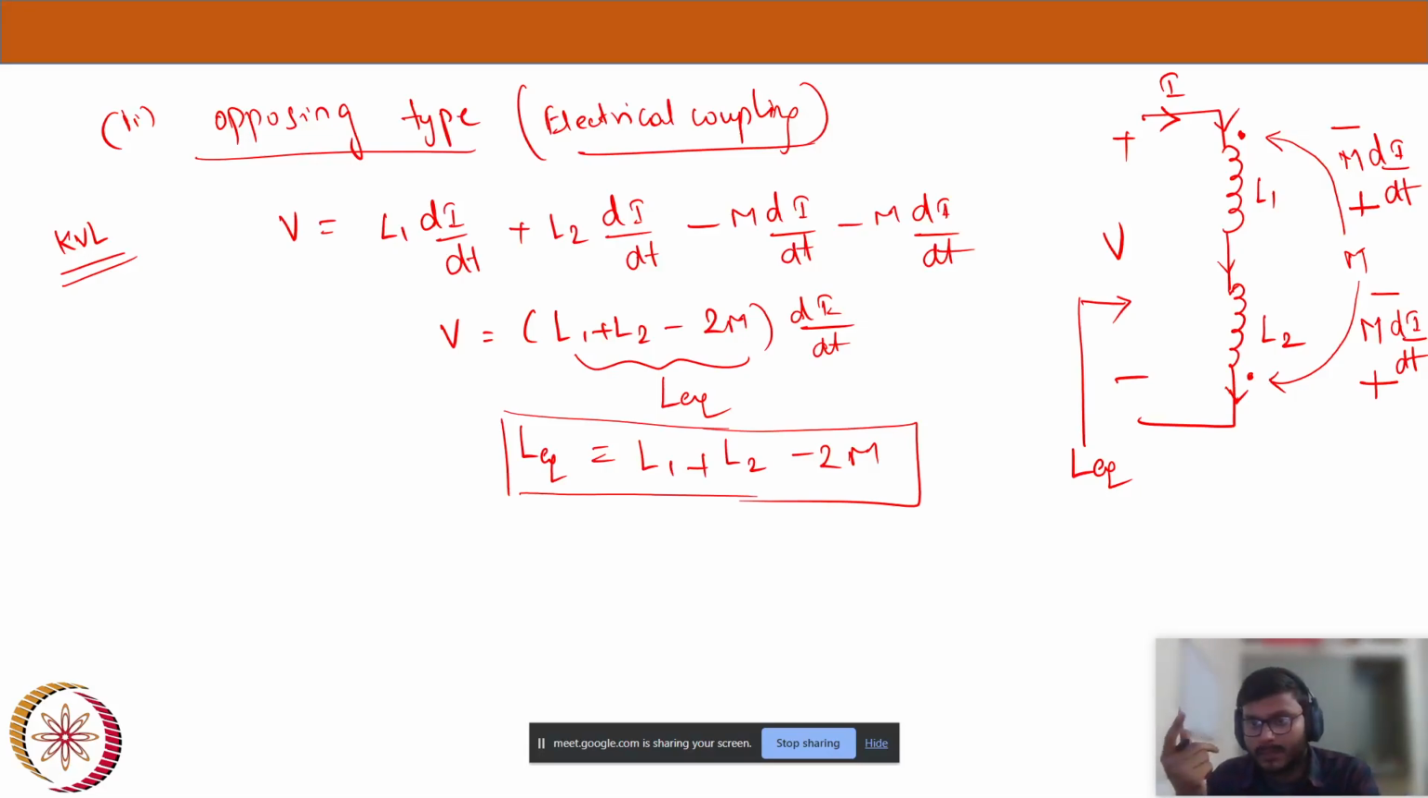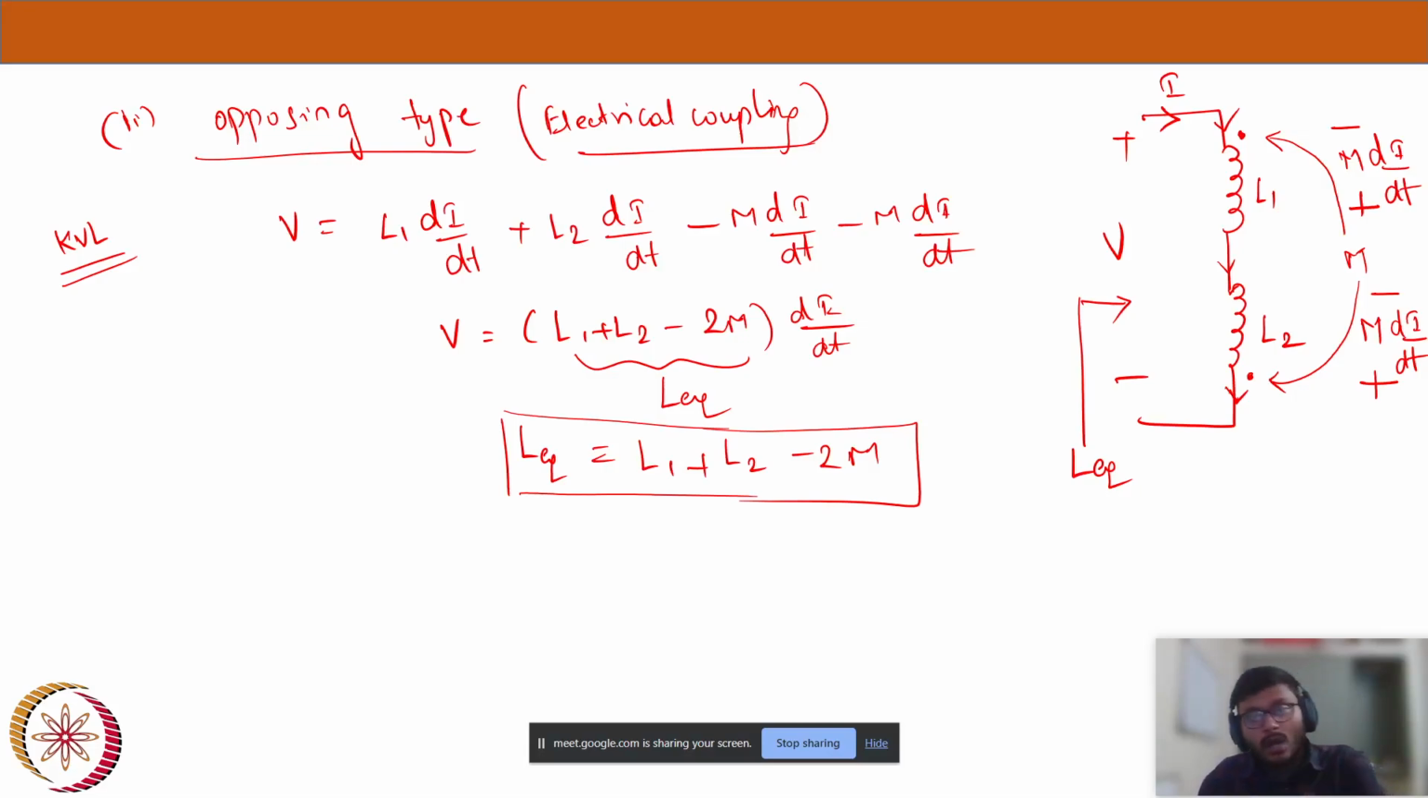Just because of the dot placement, now our equivalent inductance is decreasing. My mutual inductance is making my entire inductance reduce. Previously, twice the mutual inductance, 2M, was aiding, but in this case, twice the mutual inductance is opposing the self-inductances. So that's what we are trying to look at, how the dot placement gives the polarity. The dot terminal will always give you the voltage polarity at the dotted terminal. So that's a very simple point.